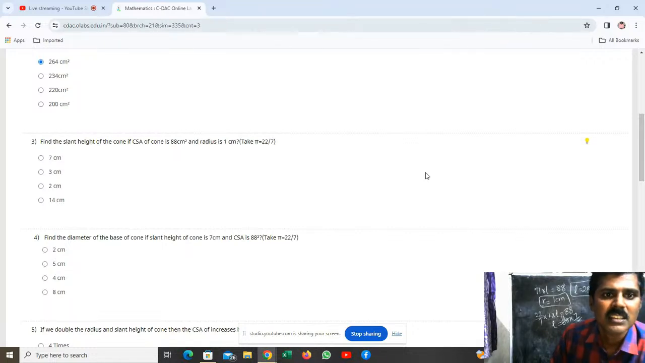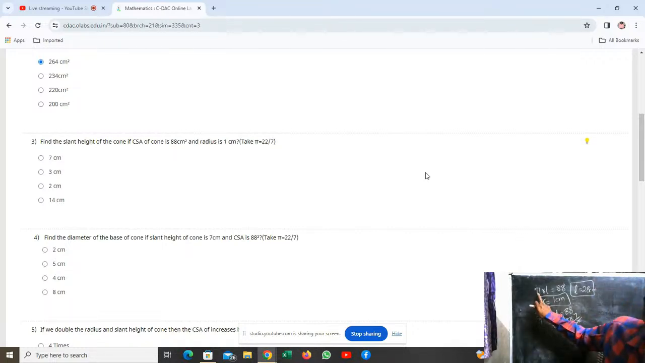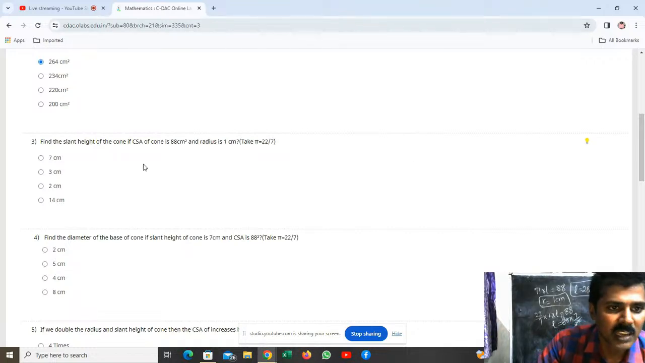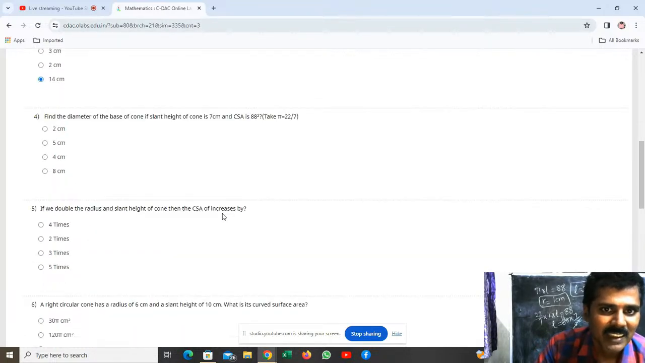If the CSA of a cone, pi RL, is given as 88 and the radius is given as 1 centimeter, then we take pi as 22 by 7, radius 1, into L is equal to 88. Then L is equal to 88 into 7 by 22. This gets cancelled 4 times. 4 sevens are 28. Actually, the right answer is 28 centimeters, but they didn't give it here. Let's go through the 14th, and the same problem, the fourth one, is given.